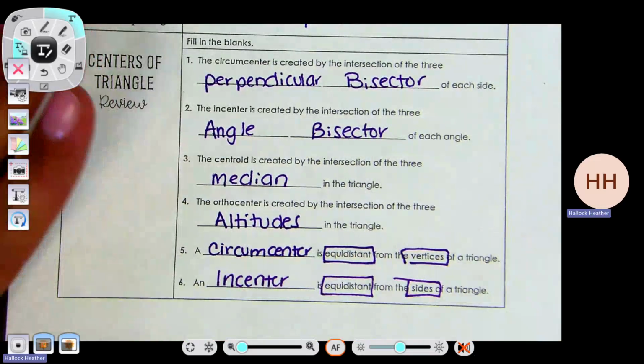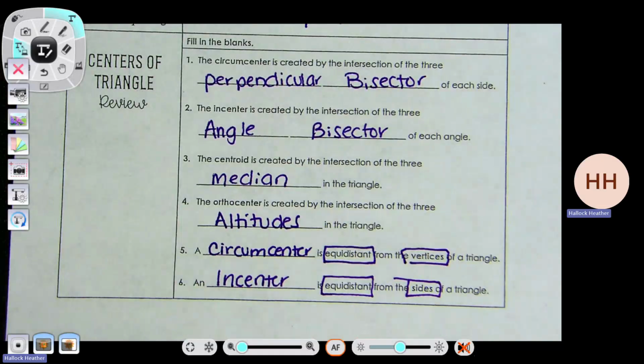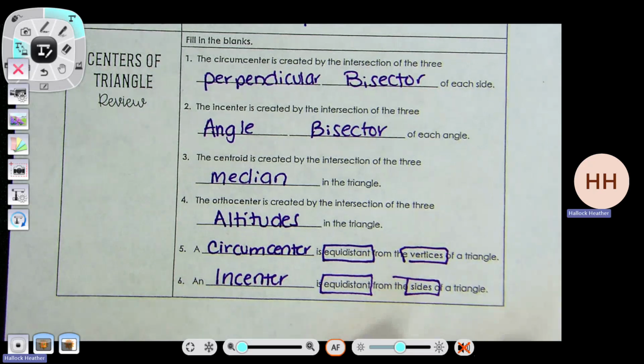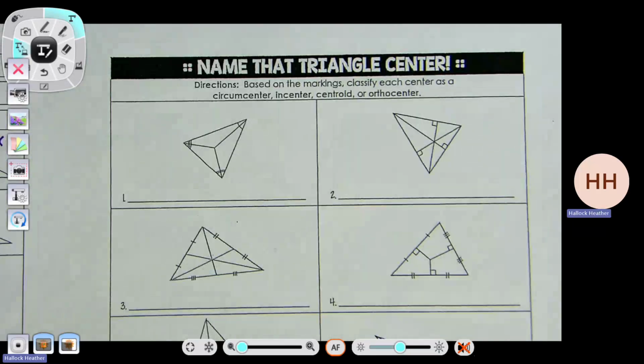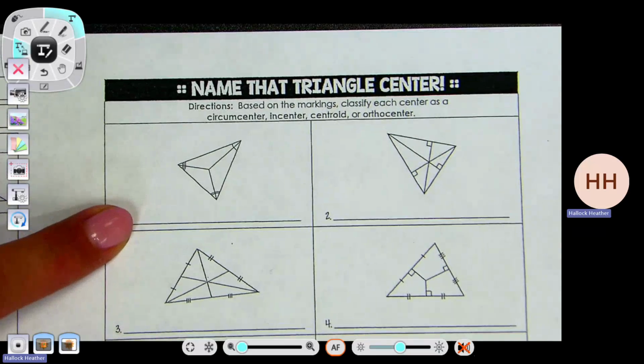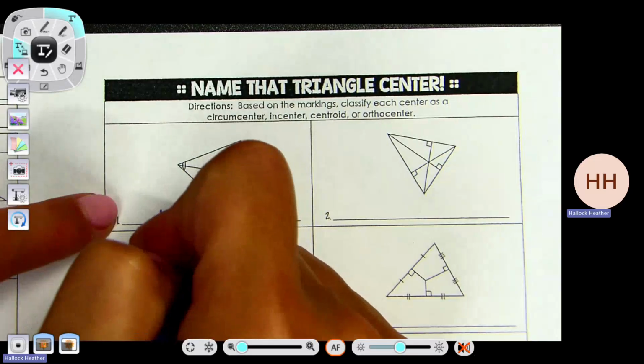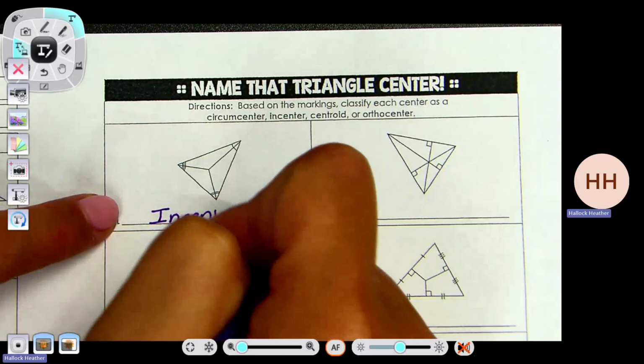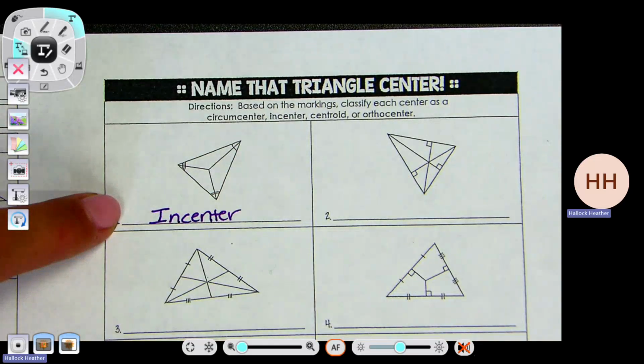Okay, so all we have to do is look at all these pictures and determine which center is being shown. So let's look at number one. It is angle bisectors, but that's not the center. What's the center called if it's an angle bisector? Incenter. Anything with angles is automatically incenter. That's the only one where you deal with angles.